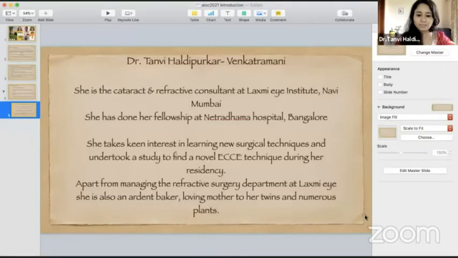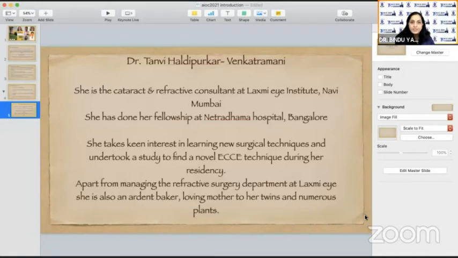She is the consultant in the Department of Cataract and Refractive Surgery at Lakshmi Eye Institute, and she has done her fellowship at Netradhama Hospital, and a wonderful surgeon. And apart from her refractive surgery excellence, she also is a good baker and mother. So that's another talent she has. So over to you, Dr. Tanvi. She's going to talk about the dry eyes.